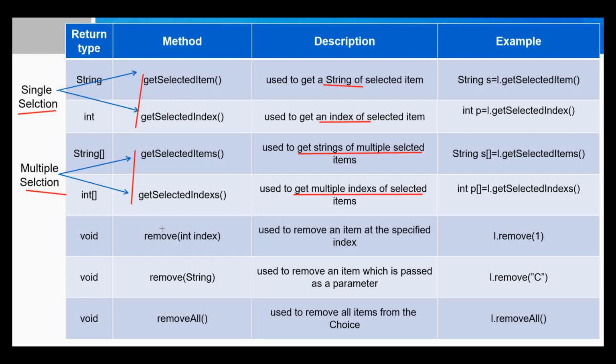These are the remove methods, in which the first method is used to remove an item at a specific index and used like this. The second is the remove method with a string parameter, which will remove the string specified in the parameter and is used like this. The last method will remove all elements in the list and can be used like this.